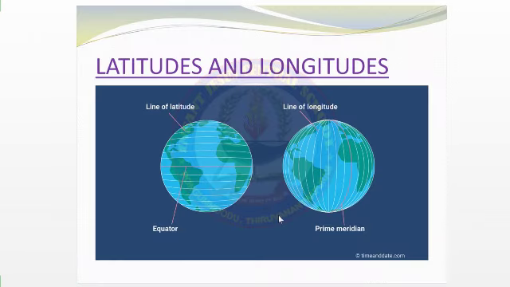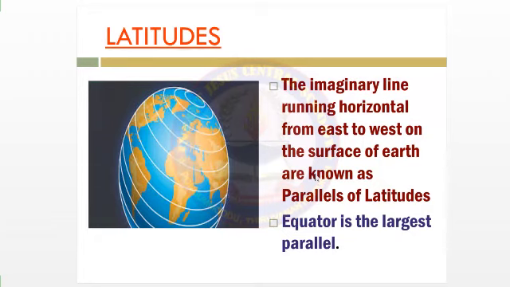Next, we are going to study latitudes and longitudes. On both a globe and a map, we have lines called latitudes and longitudes. They are not real lines, but imaginary lines drawn on the surface of the earth. These lines help us to locate places. Let us study more about latitudes.